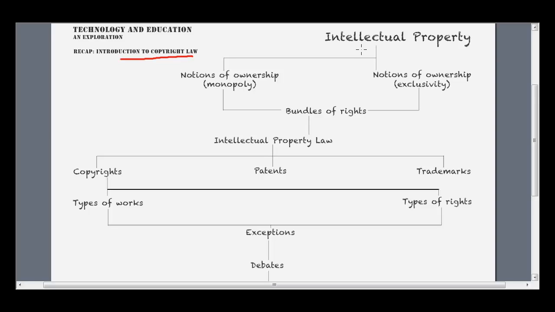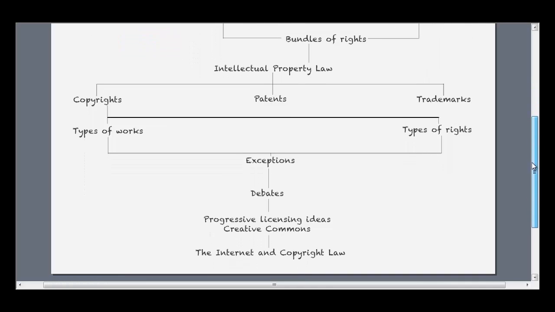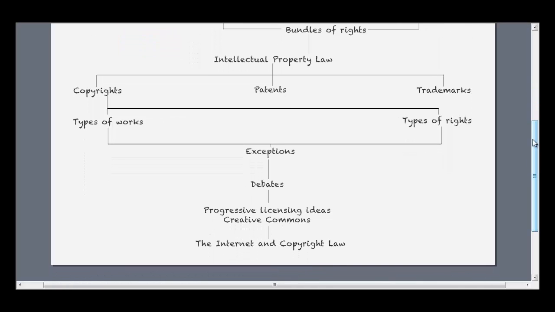Because we had to talk about copyright law, which is a species of intellectual property law in general, we said that it would be important to try and understand the meaning of the term intellectual property first. So that's what we did. We started off by trying to understand the term intellectual property, and as you can see in this chart, went all the way through to the internet and how it's affecting copyright law now.